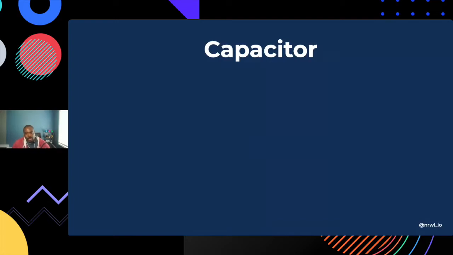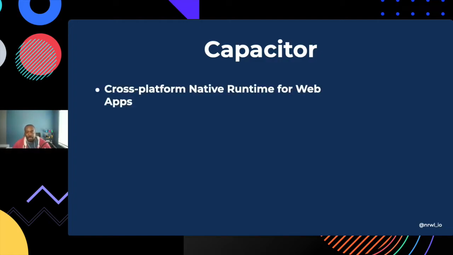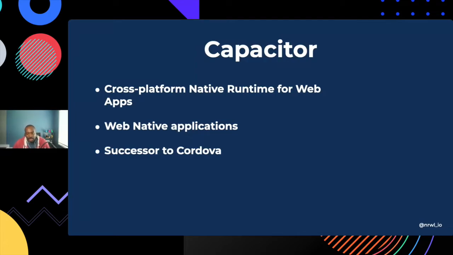So that brings us to Capacitor. I'm sure you've heard a lot about Capacitor already, so I'm going to keep the overview brief, and then we'll get into the plugins. Capacitor is a cross-platform runtime for web apps. We're all about building these web native applications to give you that rich experience on top of existing technologies that are more prevalent in the broader web ecosystem. And it's been the successor to Cordova.